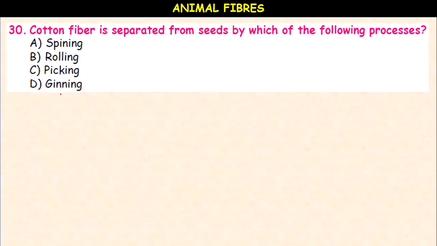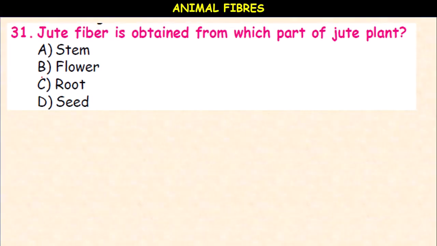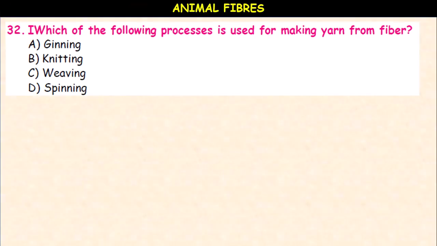Cotton fiber is obtained from seeds by which of the following processes? Spinning, rolling, picking, ginning. It is ginning. Jute fiber is obtained from which part of the jute plant? Stem, flower, fruit, seed. It is the stem of the jute that is made into fiber. Which of the following processes is used for making yarn from fiber? Ginning, knitting, weaving, spinning. Spinning.